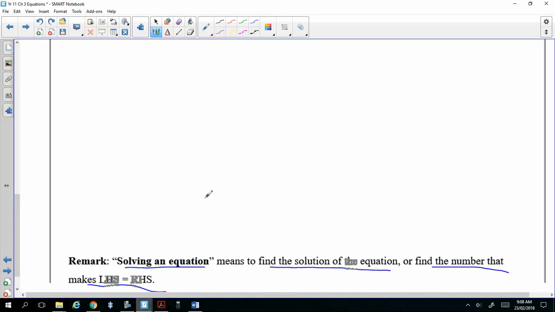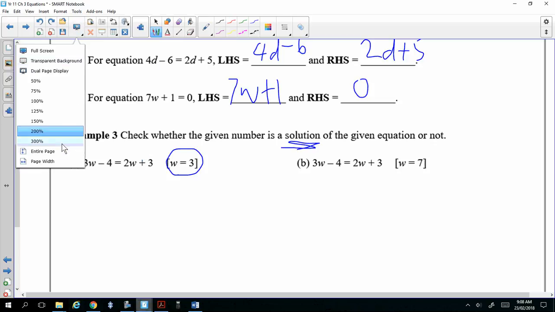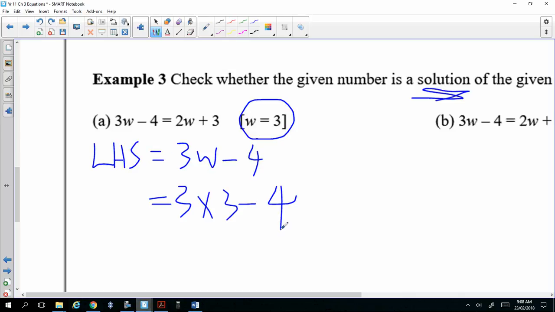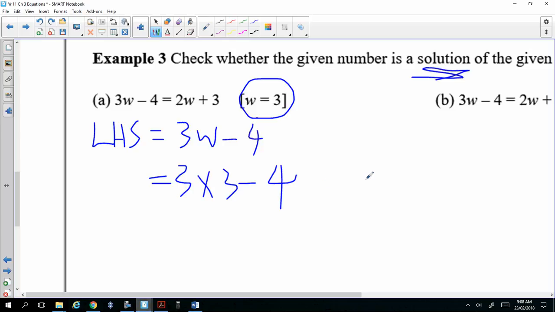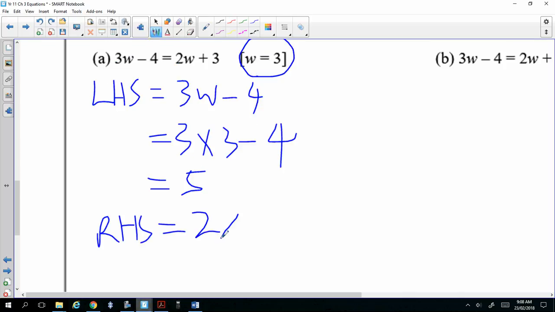So we're going to check whether left and right agree with each other when w equals 3. To do that, the left-hand side is 3w minus 4, which is 3 times 3 minus 4. Substitute 3 into w, which gives 5. And then we have to check the right-hand side is also 5. If it's not, then it is not a solution. If you do 2 times 3 plus 3, it's 6 plus 3, which is 9.